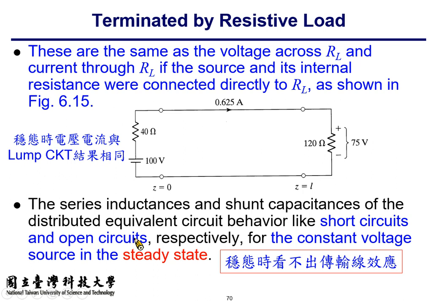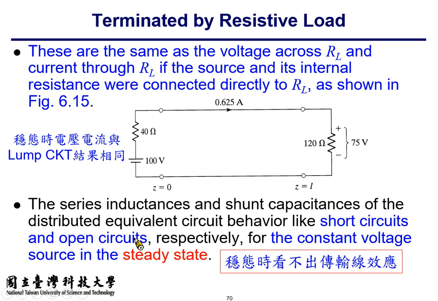Series inductor, shunt capacitor, series inductor, shunt capacitor, series inductor, shunt capacitor. So during the transient state, that is, when the switch is closed, the voltage starts to charge up the circuit. The inductor is charged up, the capacitor is charged up. So what happens when the inductor is charged?